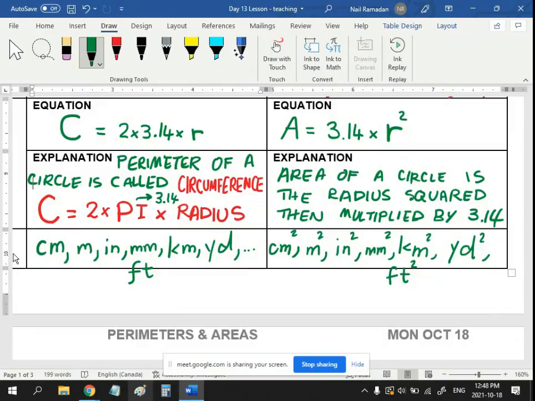Okay, so after you're done, we will flip to the second page to actually do some examples on perimeter. Only perimeter for the first page, after you're done copying.